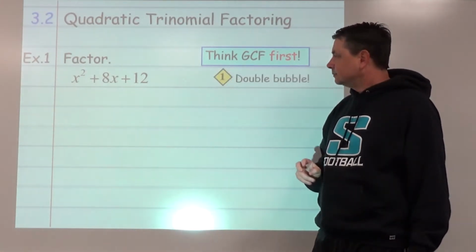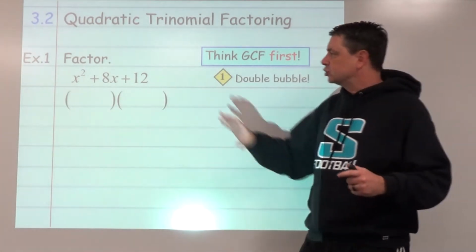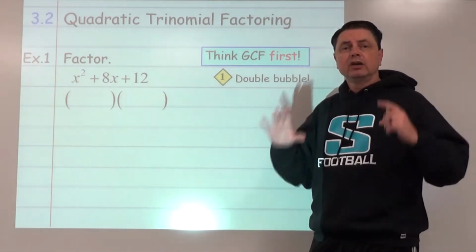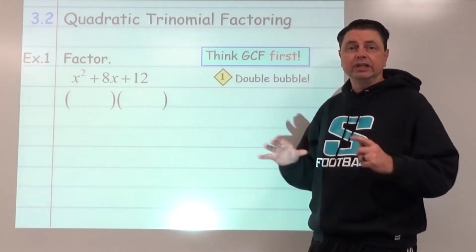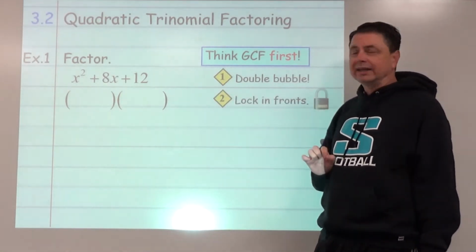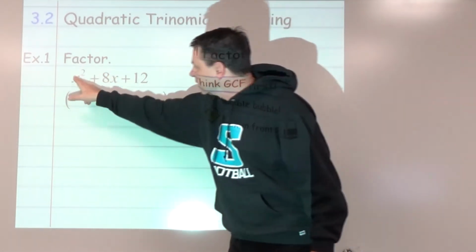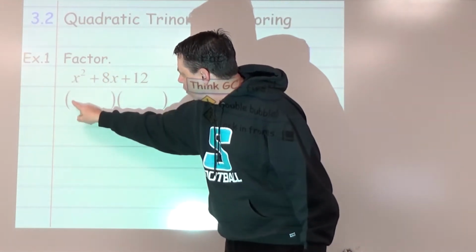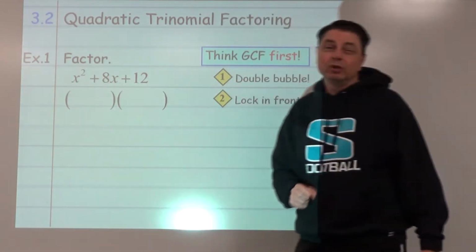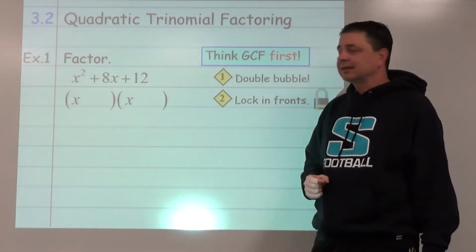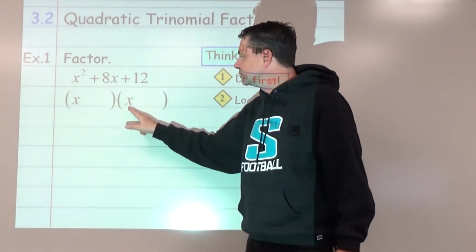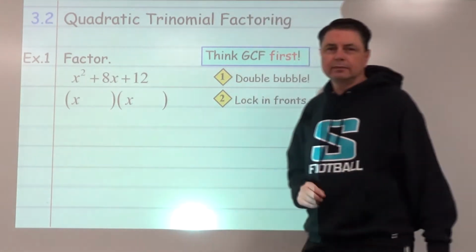Second, we're going to think double bubble, which means two sets of open parentheses. That's the next step. We're going to fill in the parentheses now. We need those open parentheses. Number 2, we're going to lock in the fronts. So basically we're looking at the front here, x squared. What times what makes x squared? We should think x and x. Those are our fronts. X times x makes x squared.